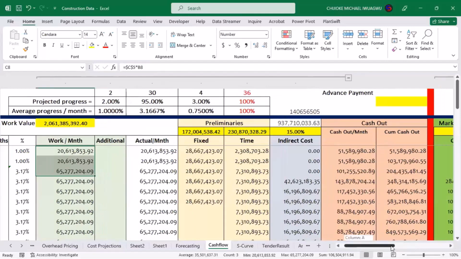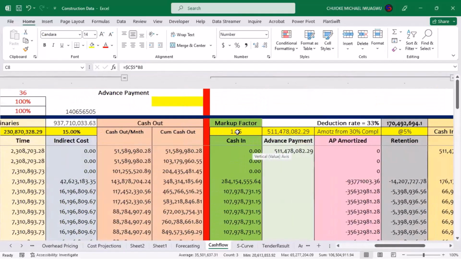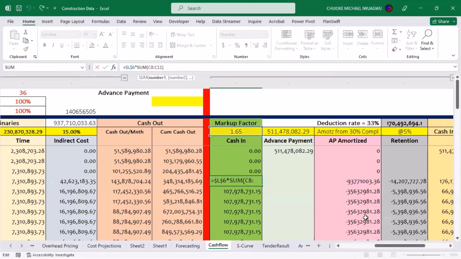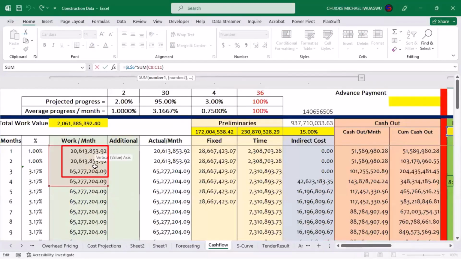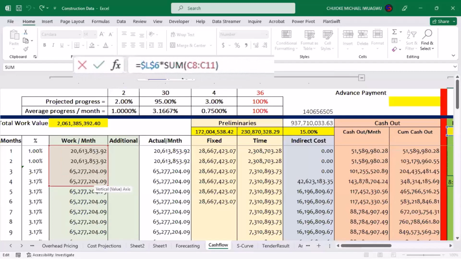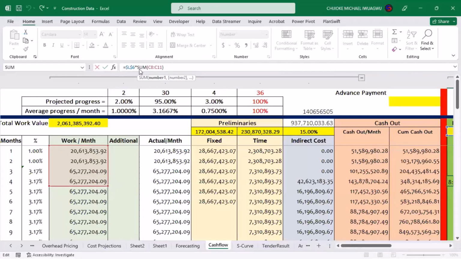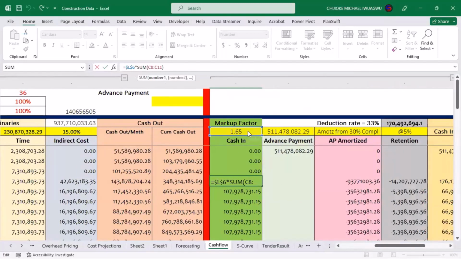That 106 million will now multiply 106 million times 1.65, and it will give me about 284 million. That is why when you look at it now, you discover that I have summation. This summation that I have here is a summation of these months that I am working, but I'm not going to be submitting certificate for. I sum all of them together, which is the summation of C8 to C11. And then I now multiply it by L6, my L6 which is the 1.65.